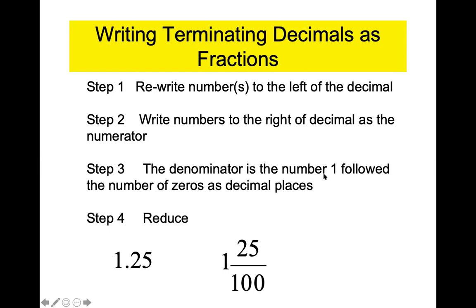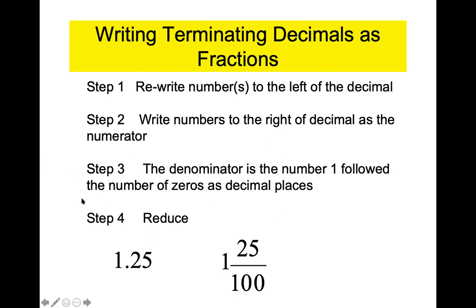And step number 3 says write a 1 followed by as many zeros as you have decimal places. I have 2 decimal places, so I have 2 zeros. The other way of thinking about this is to look at the last decimal place and ask yourself what its place value is. The 5 is in the hundredths place, which is why we write 100. So you can either use step 3 or look at the last number and its place value, and that becomes the denominator. Okay?